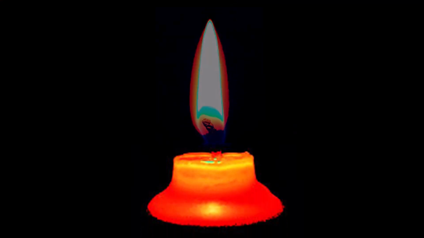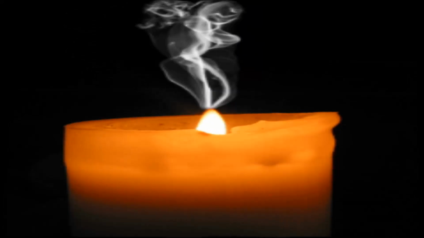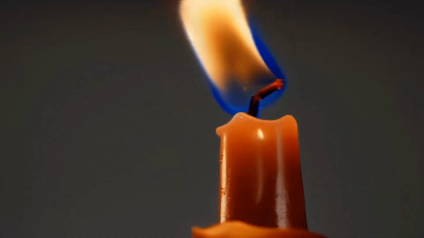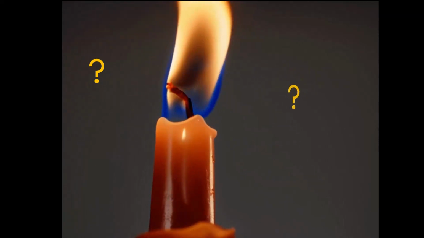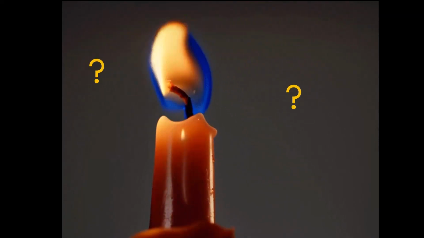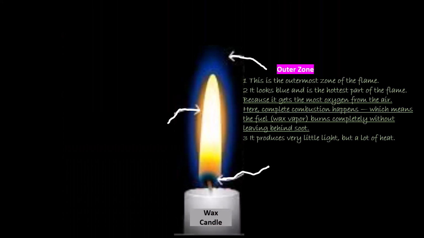When a candle burns, the wax melts and turns into vapor. This vapor catches fire and creates the flame. But this flame isn't just one uniform part. It has three zones, each with its own color, temperature, and type of combustion.